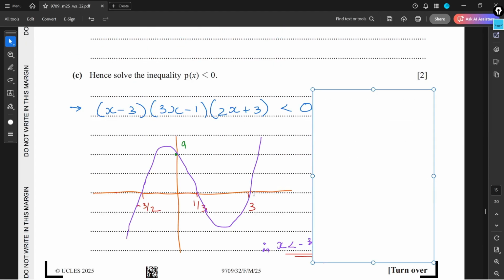So the first thing that I've done over here is I have marked my axis, and on the x-axis, I have marked the solutions of the roots of this given equation. So from the factors, we know that we can easily find out the roots. From x minus 3, I got 3 as the root. From this, I got 1 by 3 as the root. And from the last one, I got minus 3 by 2 as the root.